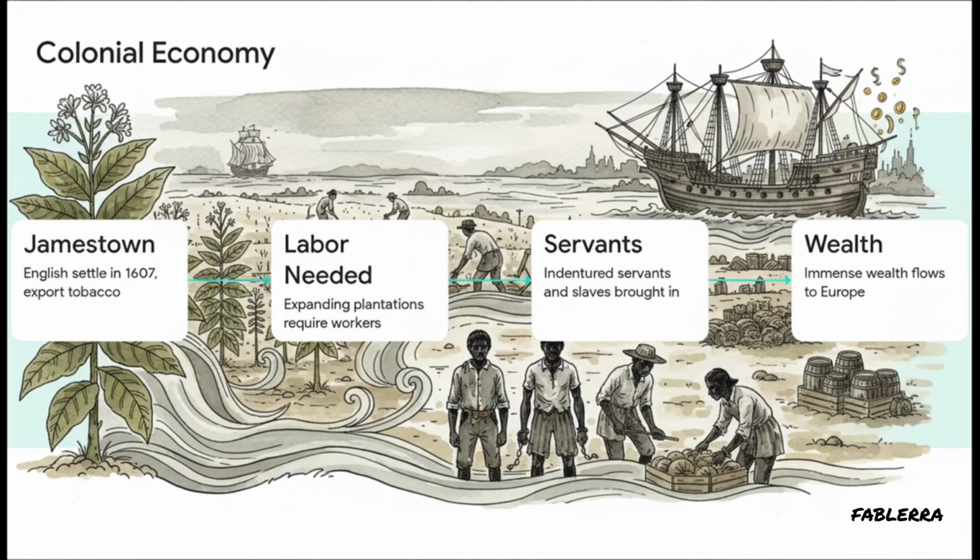Well, in 1607, the English settled Jamestown and pretty quickly realized that tobacco was a massively lucrative export. But that action created an immediate, urgent need for labor. And the tragic reaction to that need was a heavy reliance on indentured servants, which ultimately led to the horrific expansion of the transatlantic slave trade. Enslaved Africans were forced into brutal, dehumanizing conditions, all to generate immense wealth that flowed straight back to European powers.